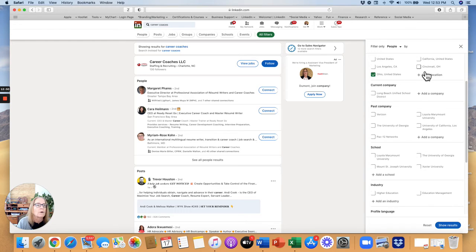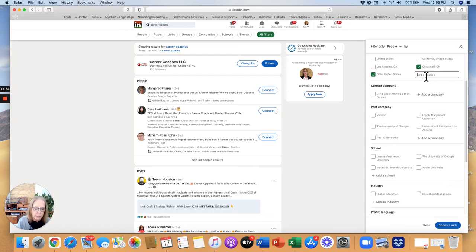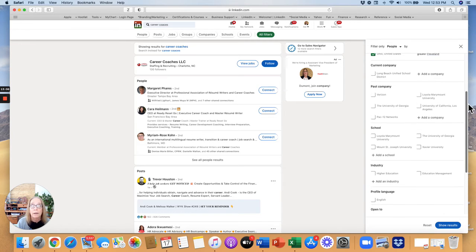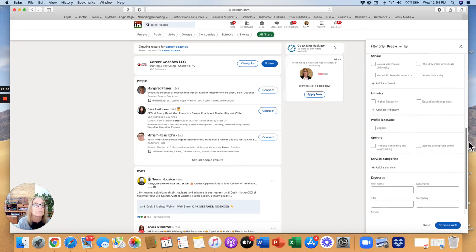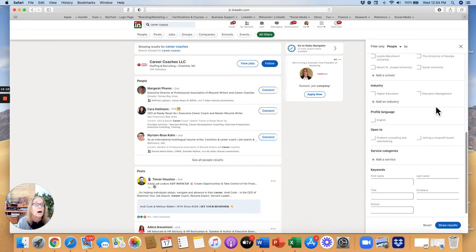So in this, I'm going to look at Ohio, I'm going to look at Cincinnati, and I can add a location. Let's look at Greater Cleveland. Okay, so that one too. I could look at their current or past company. I'm not going to do that right now. I can add a school and look at them there, so I could do that.